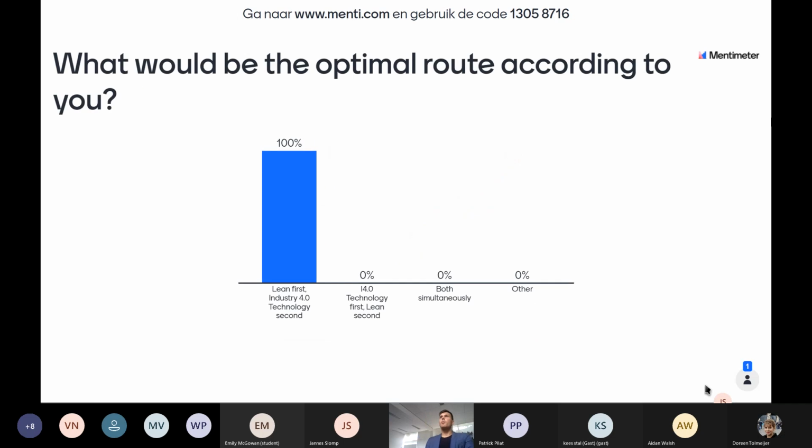What will be, according to you, the optimal route in order to develop lean, in order to become a Lean 4.0 organization? Four responses. You are really like-minded. Any other thoughts? Okay, good to see.